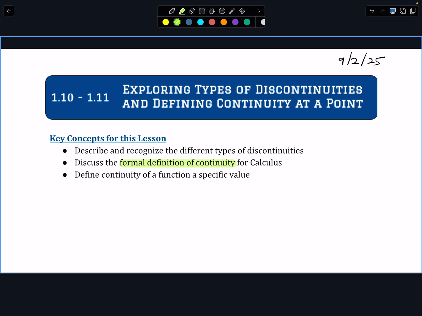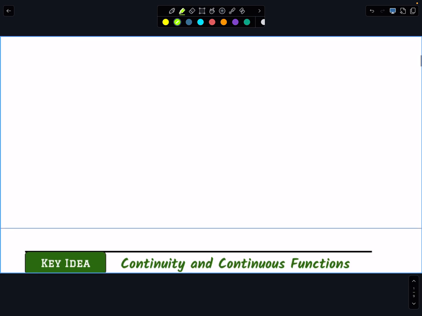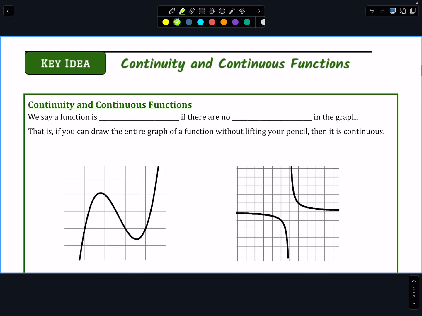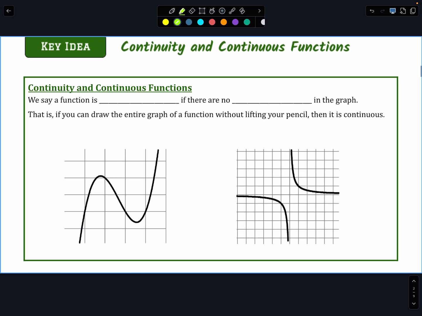So the 1.10 part of this lesson is the types of discontinuities. So we're going to start with that first. So you guys have a graph. Or sorry, you guys have a box that looks like this.